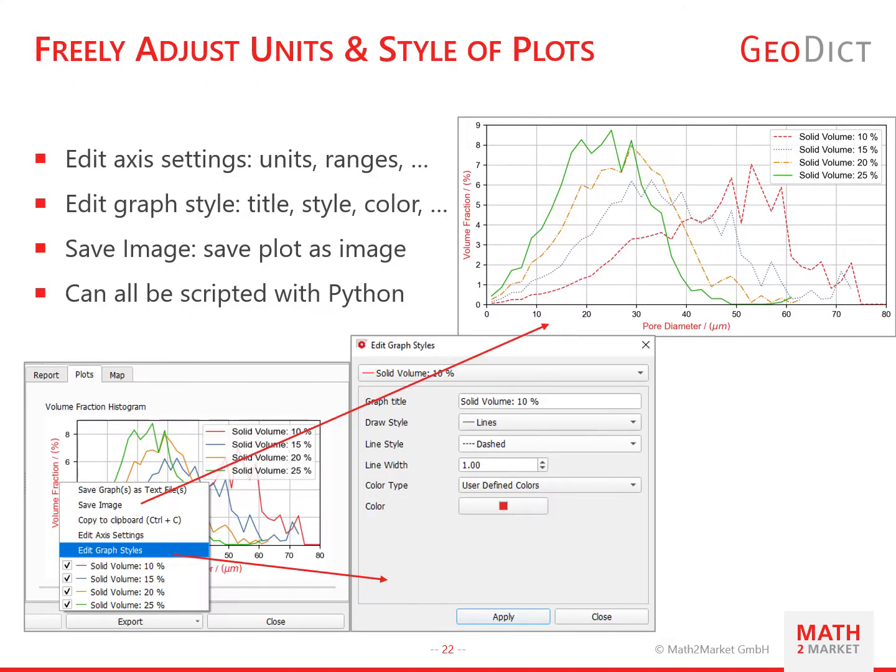In Geodict 2021, the plots, for example in the result files, are already very nice, and one has a lot of options to customize these plots. However, with Geodict 2022, we have further improved the customization options. One can freely adjust the ranges and units of such plots. Furthermore, one can change the title, color and style of each graph.